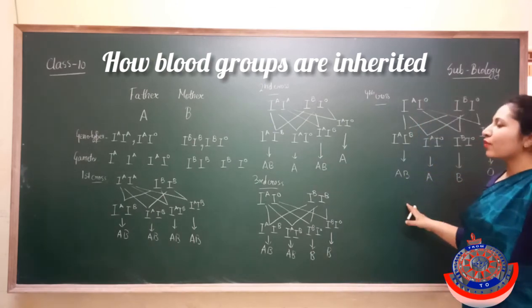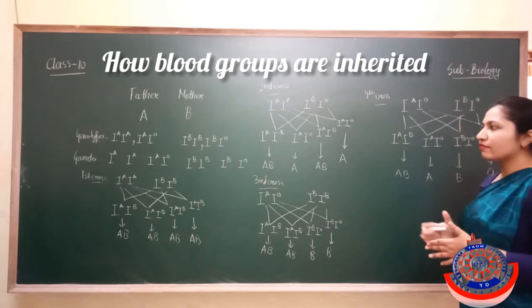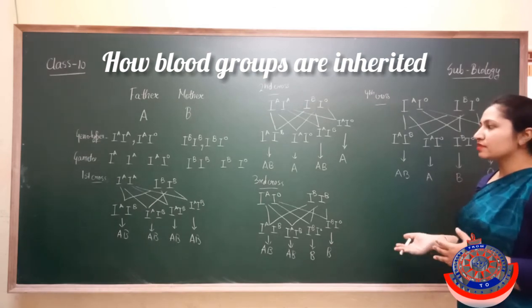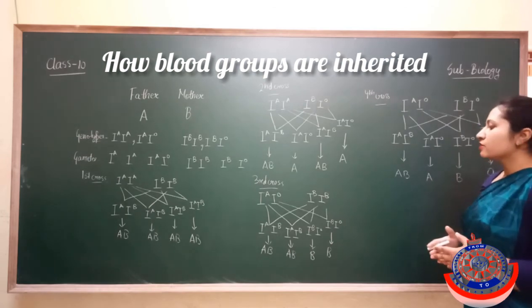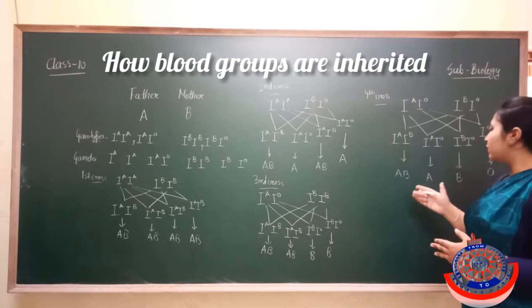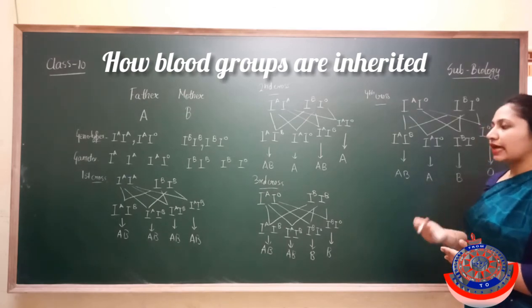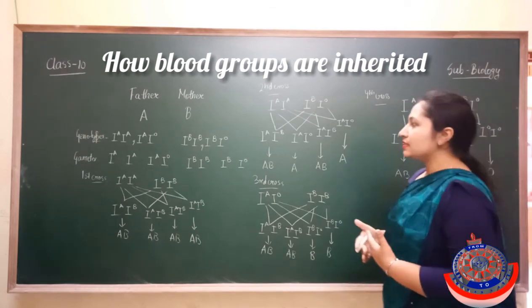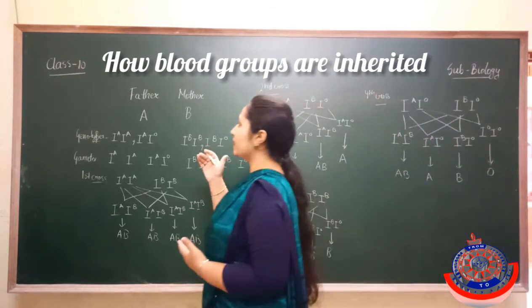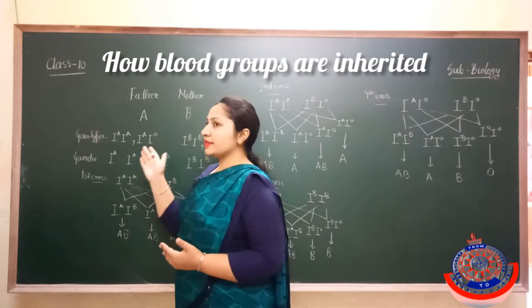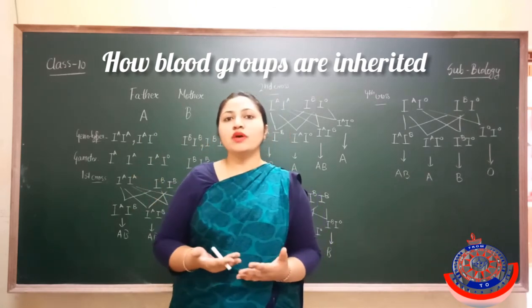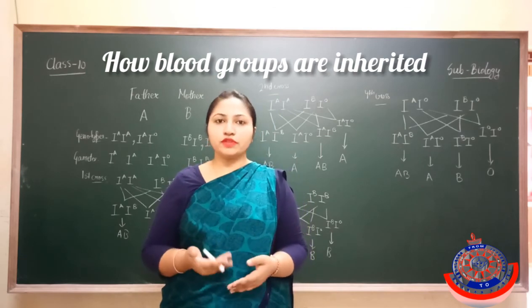So it depends upon the gamete, which gamete has which kind of gene. On that basis the progeny blood group will be decided. So the chances of the blood group are that it can be A, B, AB, or O. In the same manner, first we have to write the genotypes of the parents, and then perform the cross, and then we will come to know about the blood group of the progeny.